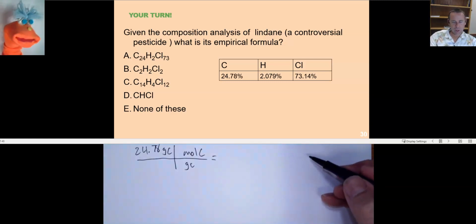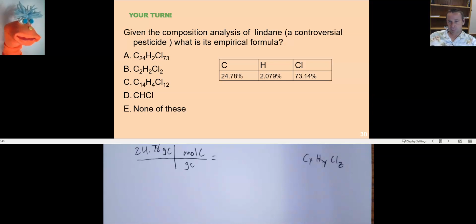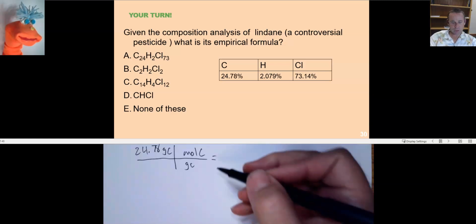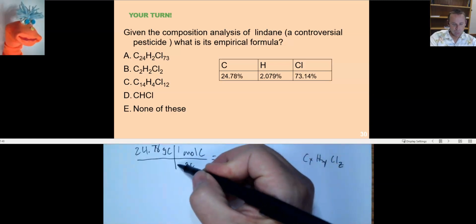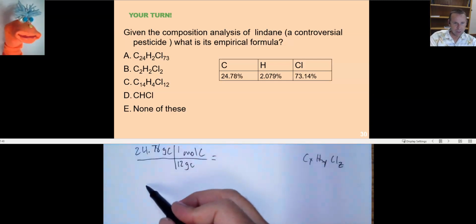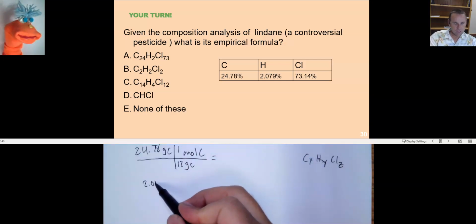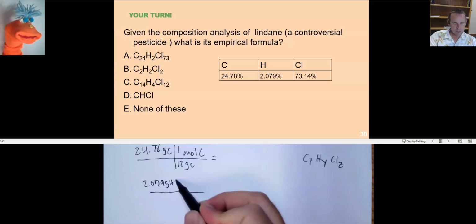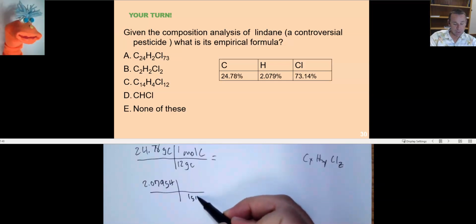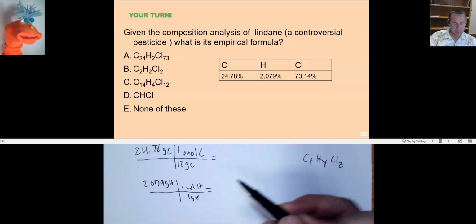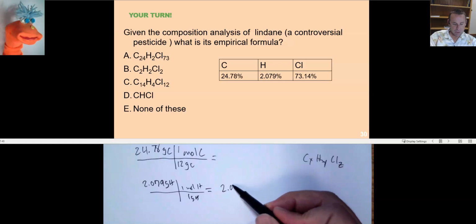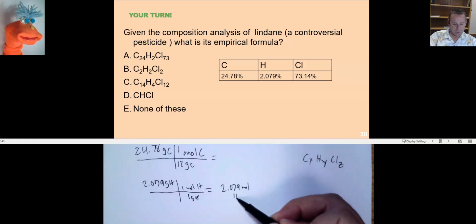It's like CxHyClz. Yeah, that's the empirical formula. And from these masses, I can go to moles, because those are all mole ratios. So 1 mole is 12 grams. And then for hydrogen, 2.079 grams of hydrogen goes to, there's 1 gram of hydrogen for every 1 mole of hydrogen, right? So that's 2.079 moles of hydrogen.